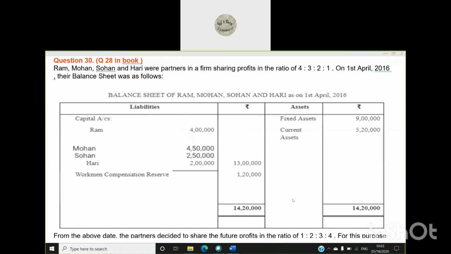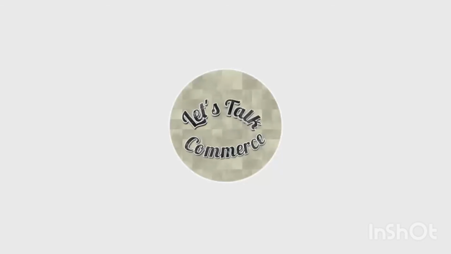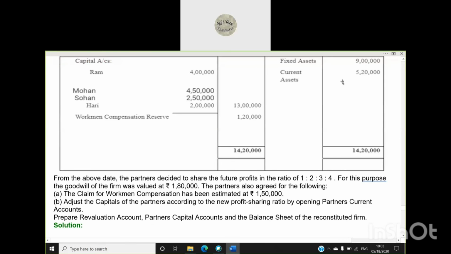Question number 28. Ram, Sohan and Hari were partners in a firm sharing profits in the ratio of 4 is to 3 is to 2 is to 1. On 1st April 2016, their balance sheet was as follows. Balance sheet is given to us, and then the adjustments they have given. This question is not related to adjustment of capital by cash.